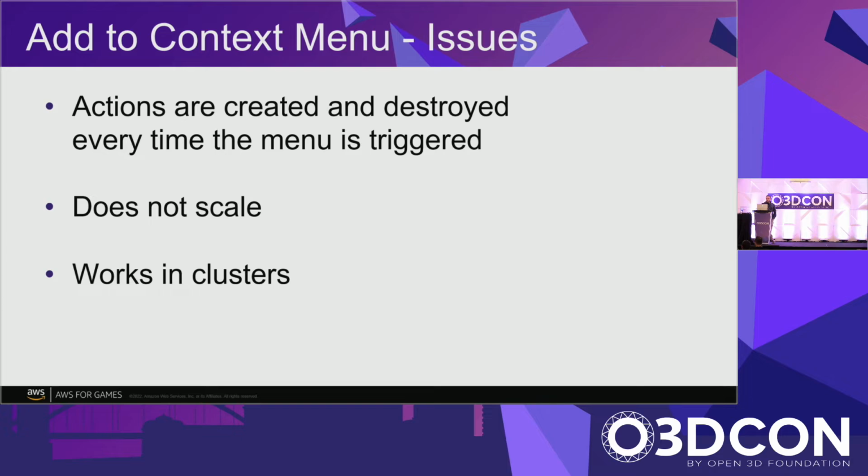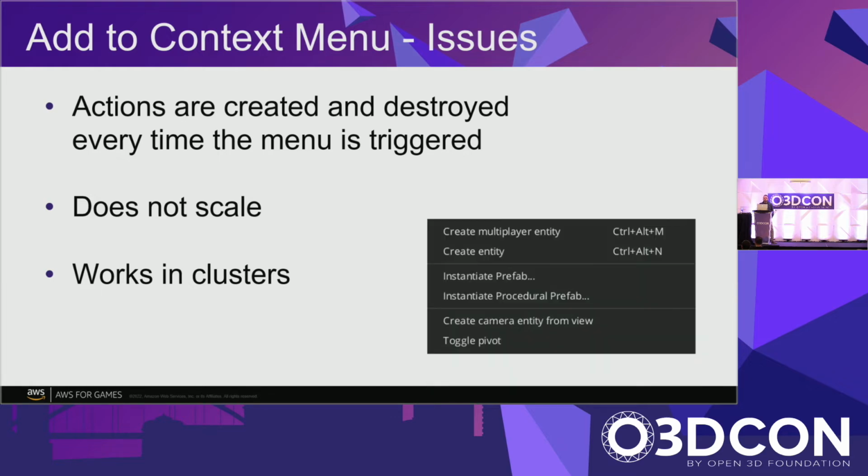And then for this specific implementation, the problem is that it works in clusters. I have defined my handler is called at the top. But what if I want to introduce a new menu item in between, for example, instantiate prefab and instantiate procedural prefab in this menu? Both of those items are defined by the same handler, and so that is impossible with this current implementation. So we are also missing some customization options in a way.